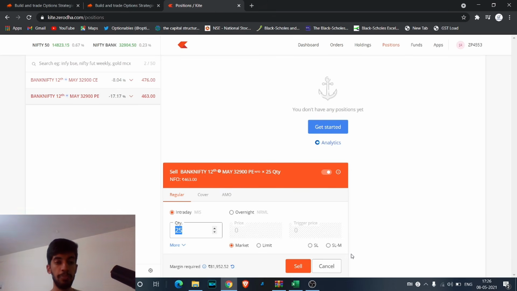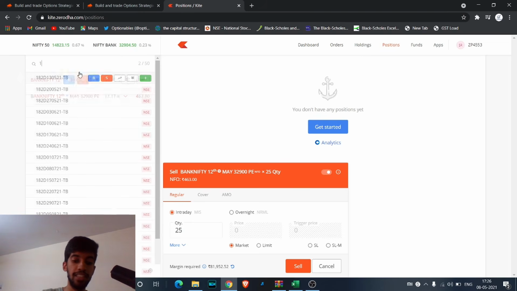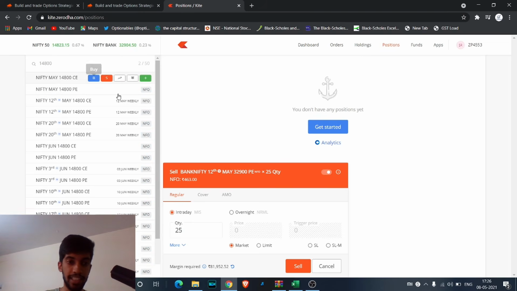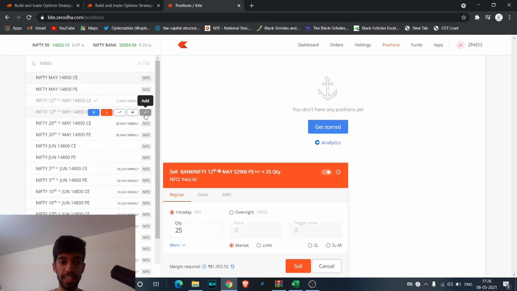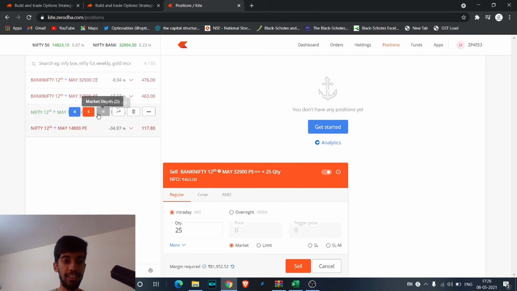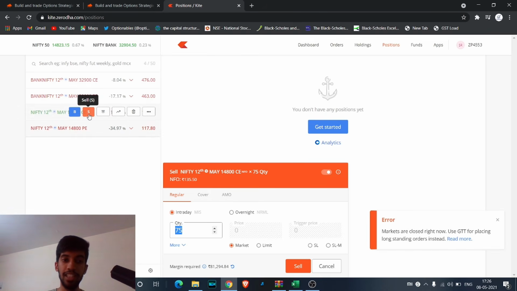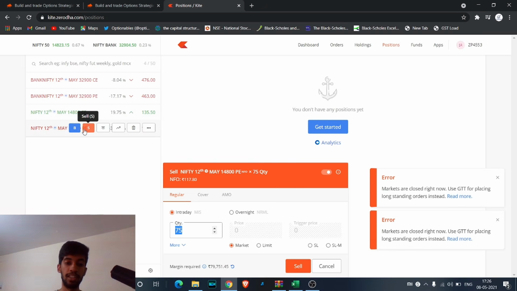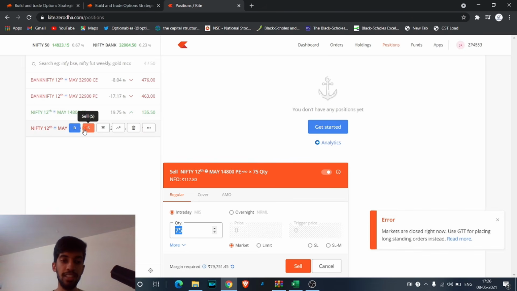So for example, if I ask you to create a short straddle for Nifty, the closest strike to 14,823 is 14,800. So you're going to add a 14,800 call option and a 14,800 put option. To create a short straddle, you're going to short one lot of each. By doing this, you will be creating a Nifty short straddle.